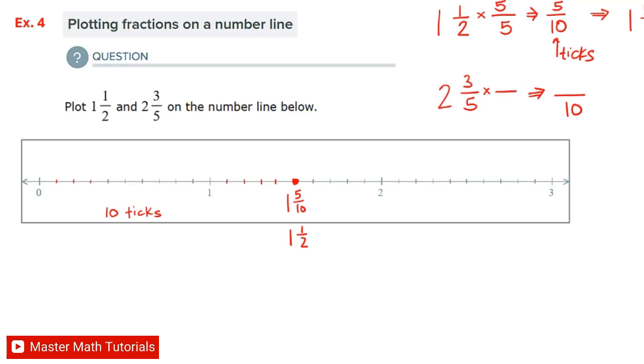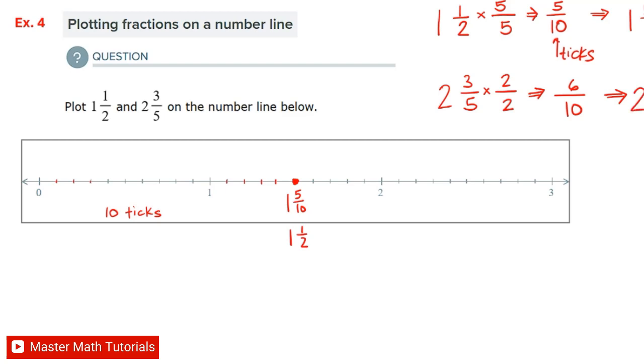We need to convert 3/5 to tenths. So here the denominator is 5. We have to make this a 10. So 5 times 2 is 10. And because we're multiplying by 2 in the denominator, we have to keep it balanced. So 3 times 2 is 6. So 3/5 is now 6/10.